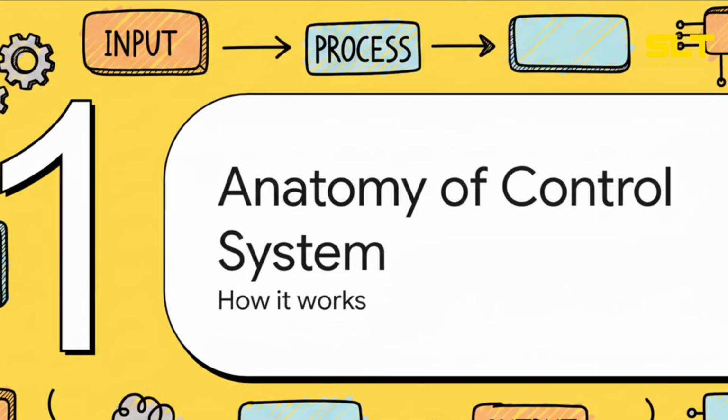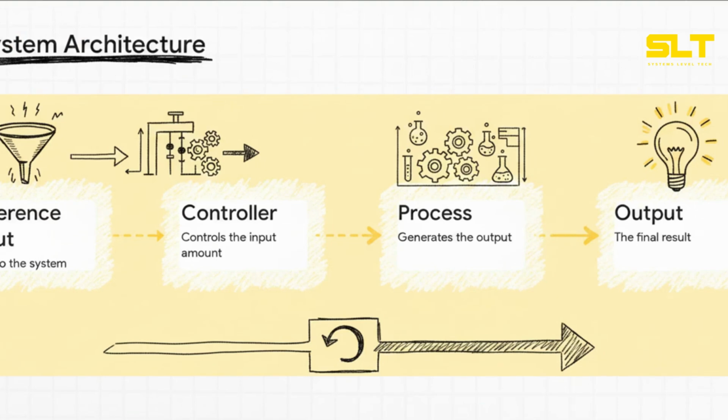Section 1. Anatomy of control systems. Let's look at how this all actually works. So to really understand the open loop, we first got to understand basic control mechanics. Pretty much any control system out there, no matter how ridiculously simple or complex, operates on this fundamental flow. It always starts right at step 1, the reference input.